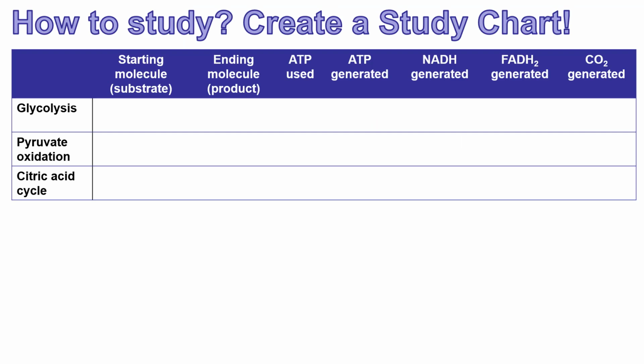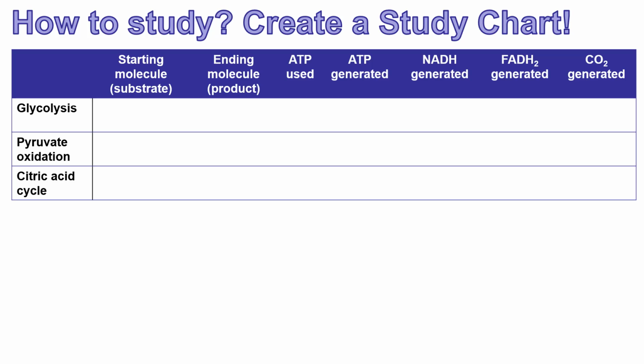Now, there are a lot of numbers and details in the process of cellular respiration, so if you're wondering how to study, one of the best ways is to create a study chart. And I've made this chart here for you. So you can pause the video, recreate this chart, or take a screenshot of it, and then fill in the answers to each question that's shown here, in each column.